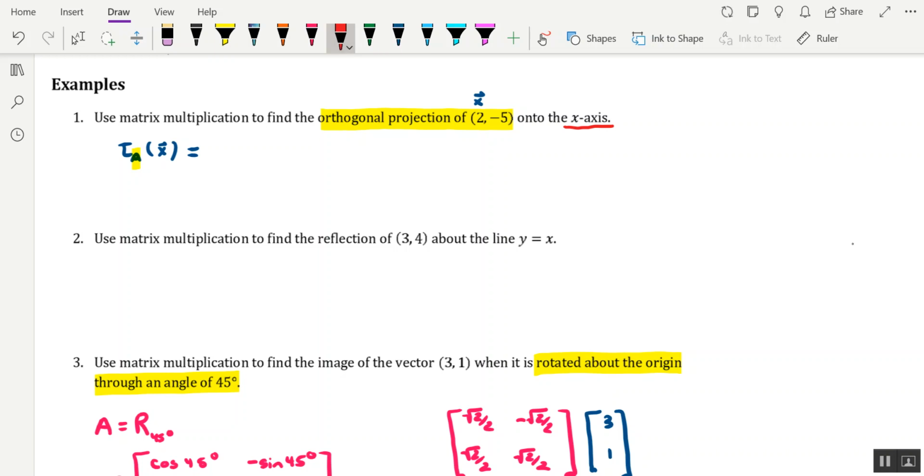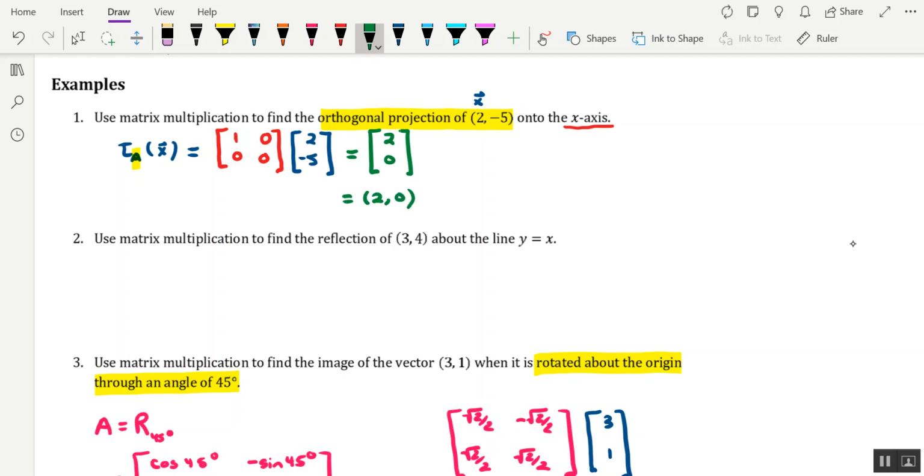Now, based on what's included in the table, the standard matrix A for the orthogonal projection onto the x-axis has first column entries 1 and 0 and second column entries 0 and 0. And we're going to multiply that by the column vector version of the vector x. After some matrix multiplication, the first entry will be a 2 and the second entry will be a 0. So the transformed version of 2, -5 will have coordinates 2, 0.